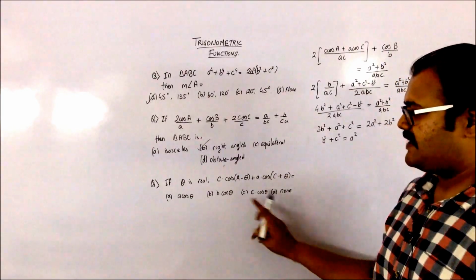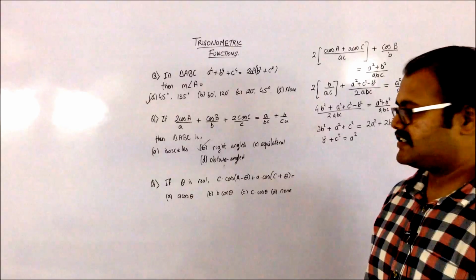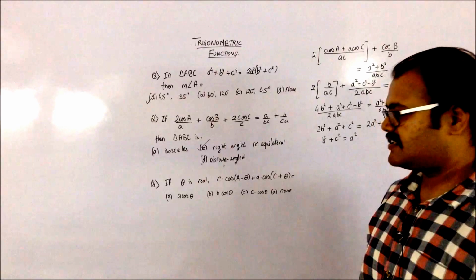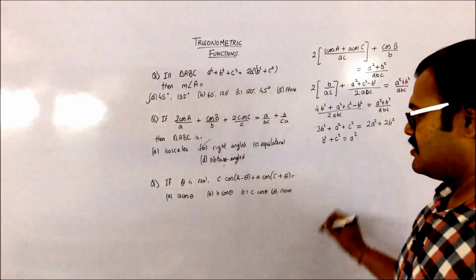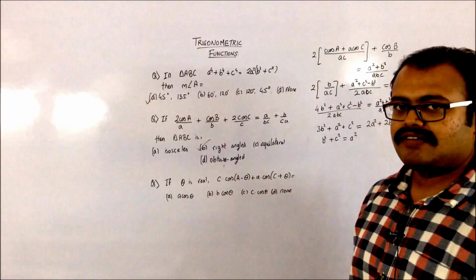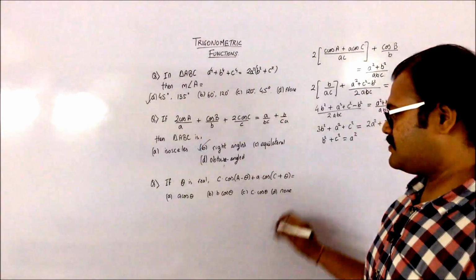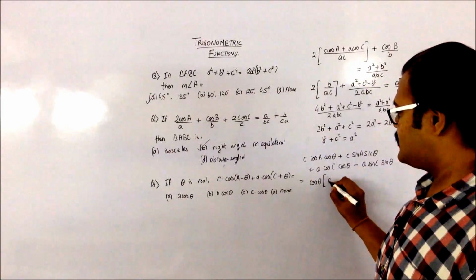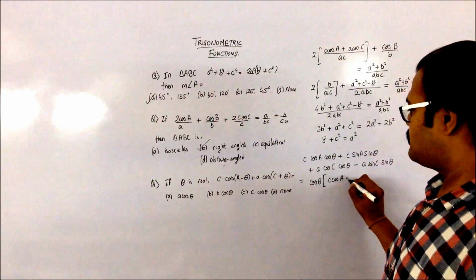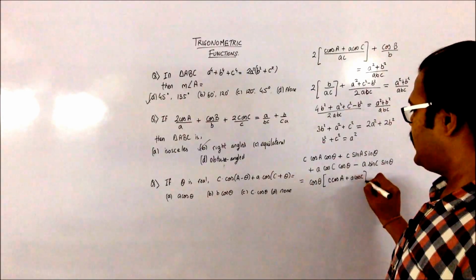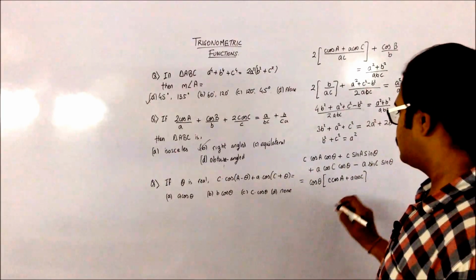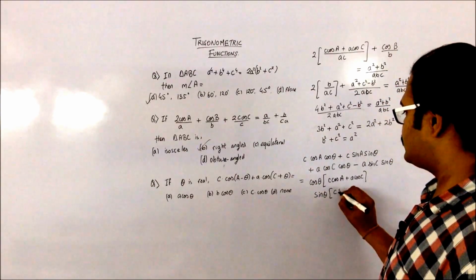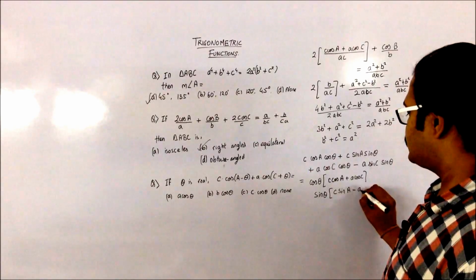Moving on to the next one, we have a C cos A minus theta and A cos C plus theta. I have to find what is the relation for this particular equation. So let me just use my cos A minus B and cos A plus B formulas over here. So let me take cos theta common from these two terms. I'll be getting it as a C cos A plus A cos C. And from these two terms, let me take the sin theta common. So if I'm taking the sin theta common, I'll be getting a C sin A minus A sin C.